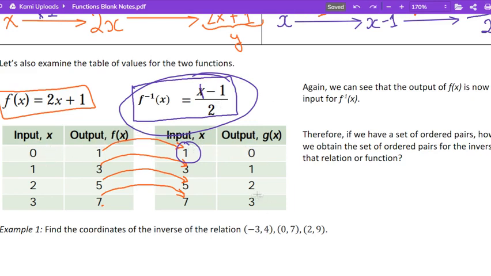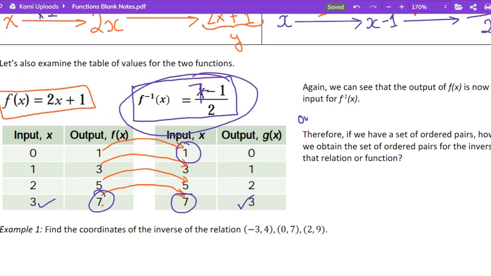Well, let's see. Okay, I'm going to test the original output of 7. So if I put it into the inverse function, I get 7 minus 1, that's 6. 6 divided by 2 is 3. See? The output of the inverse function is the original input.